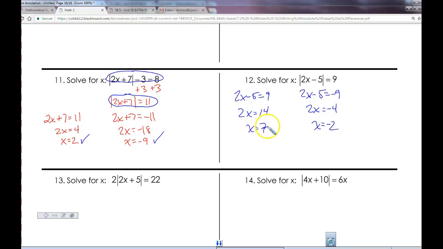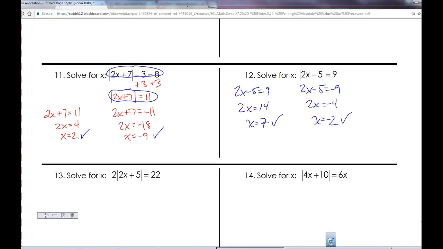Let's check our answers. First, we'll check 7. 2 times 7 is 14. 14 minus 5 is 9. The absolute value of 9 does equal 9. That one checks out. Now trying negative 2. 2 times negative 2 is negative 4. Negative 4 minus 5 is negative 9. The absolute value of negative 9 is 9. That one checks out as well.